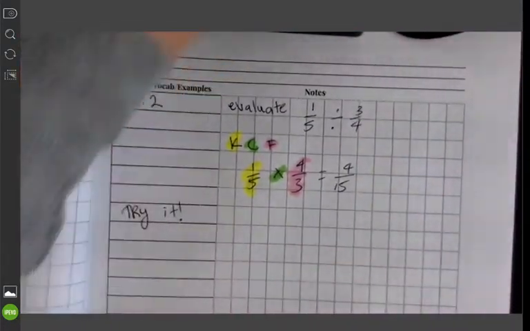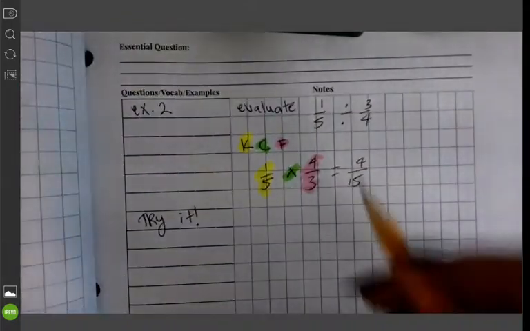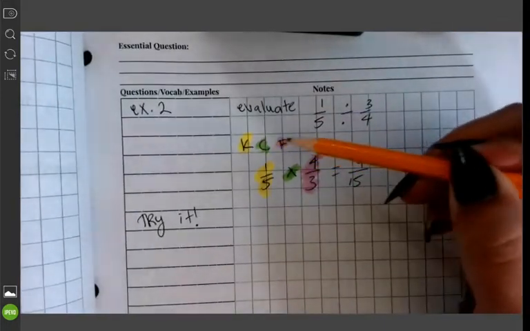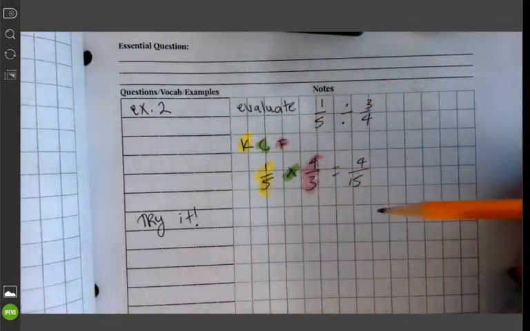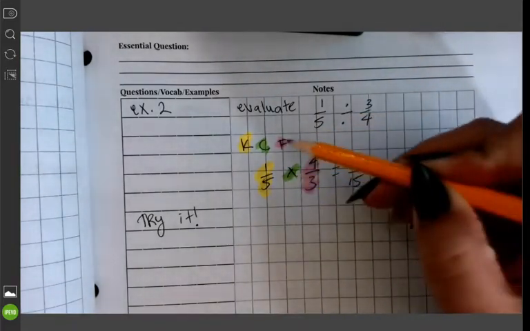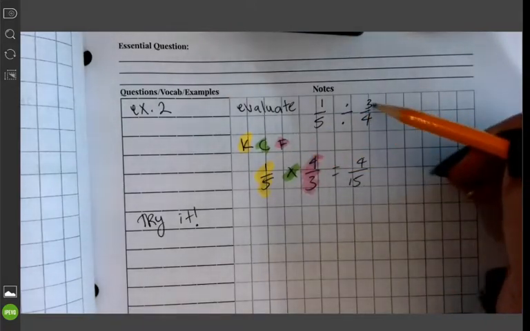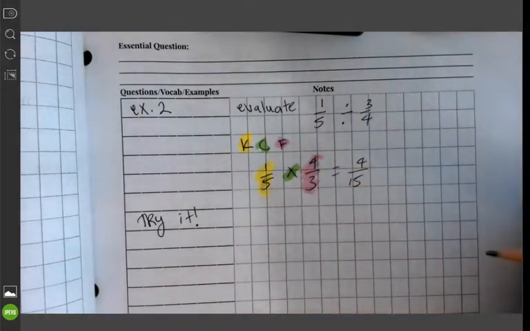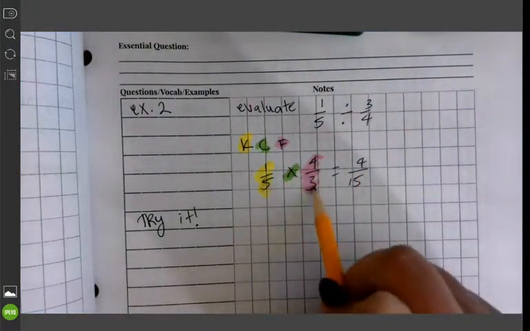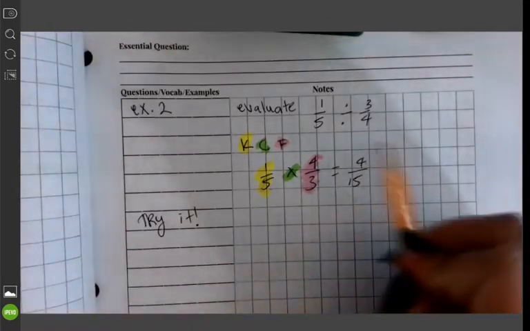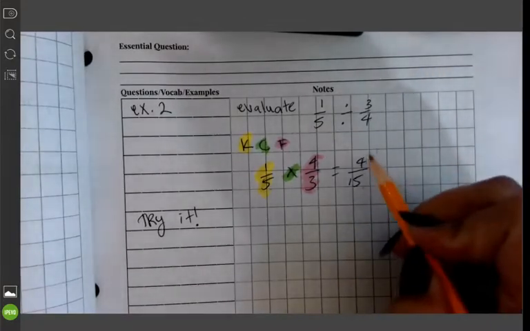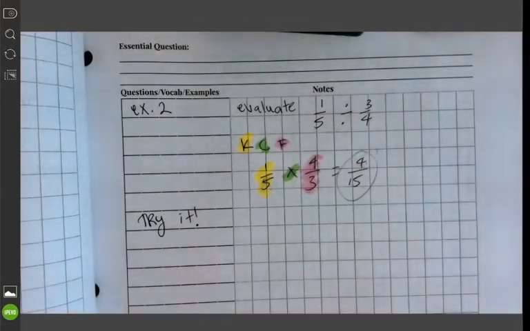Oh, I forgot to write what the try it was, so I'll have to find it in a second. But evaluate 1/4 divided by 3/4. You want to keep, change, flip. So we'll keep the first fraction, 1/5. Change the division to a multiplication, and then flip the second fraction, 3/4. 3/4 now becomes 4/3. When you multiply across, you have 1 times 4, which is 4, and 5 times 3, which is 15. 4 and 15 do not have a greatest common factor. The greatest common factor is 1. So 4/15 is simplest form.